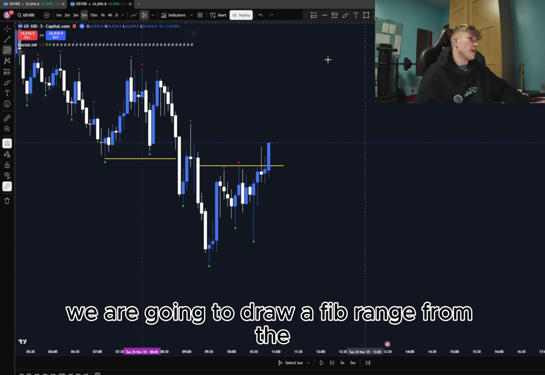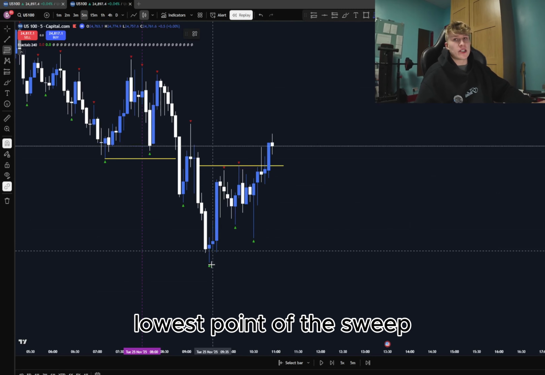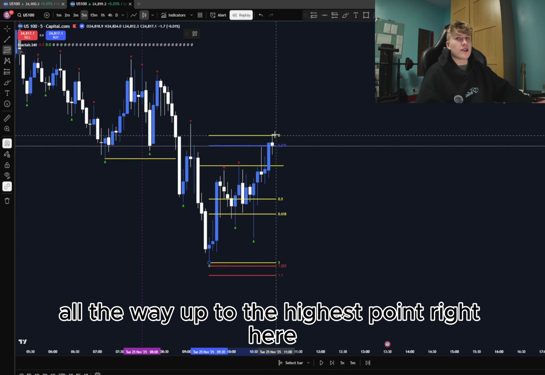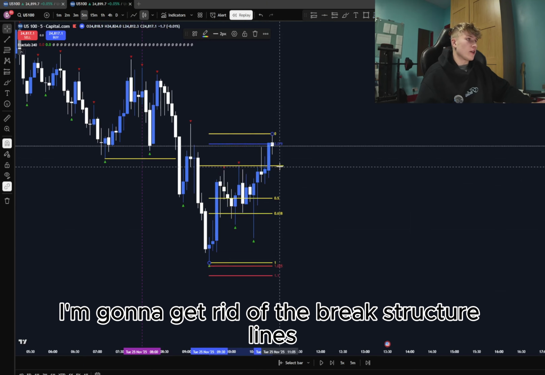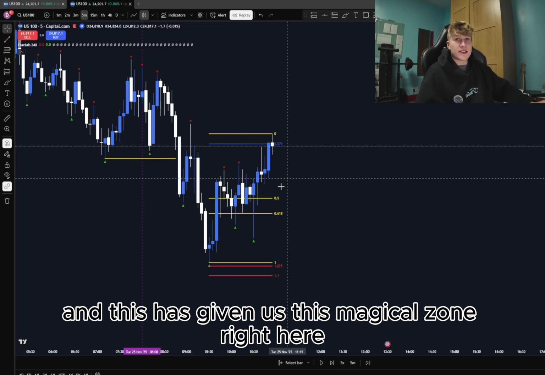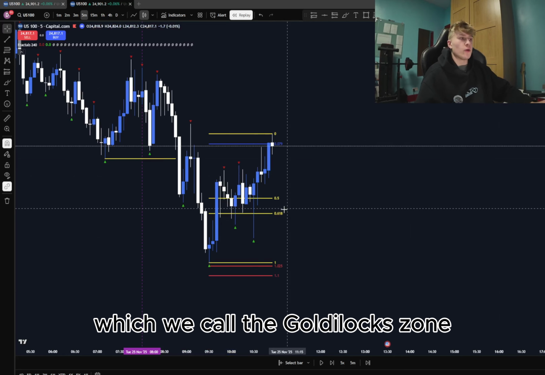We are going to draw a fib range from the lowest point of the sweep all the way up to the highest point right here. I'm going to get rid of the break of structure line so it's a little bit clearer. And this has given us this magical zone right here, which we call the Goldilocks zone.